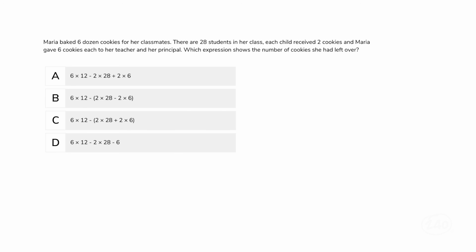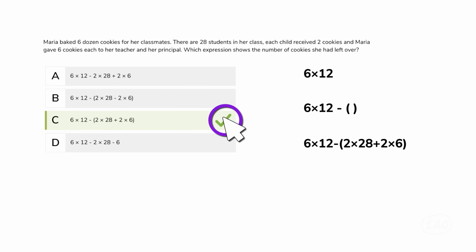Let's figure out how many cookies Maria started with first. She baked 6 dozen, so 6 times 12. Next, we need to take away all of the cookies she gave out. So we need grouping symbols. We include 2 cookies for each of her 28 classmates and 6 cookies for the principal and the teacher. So this choice is the correct formula.